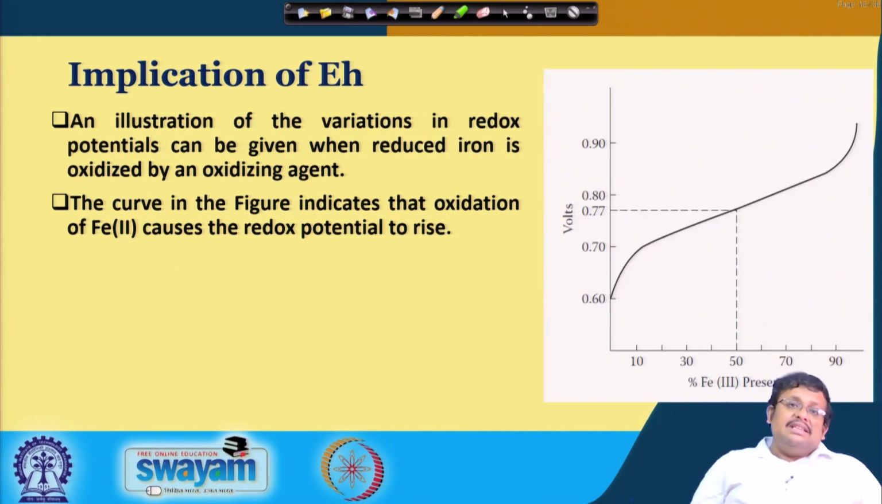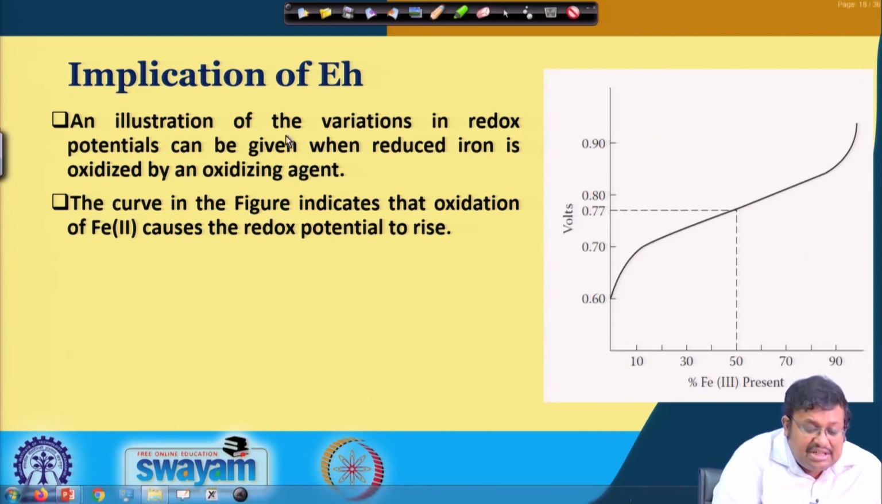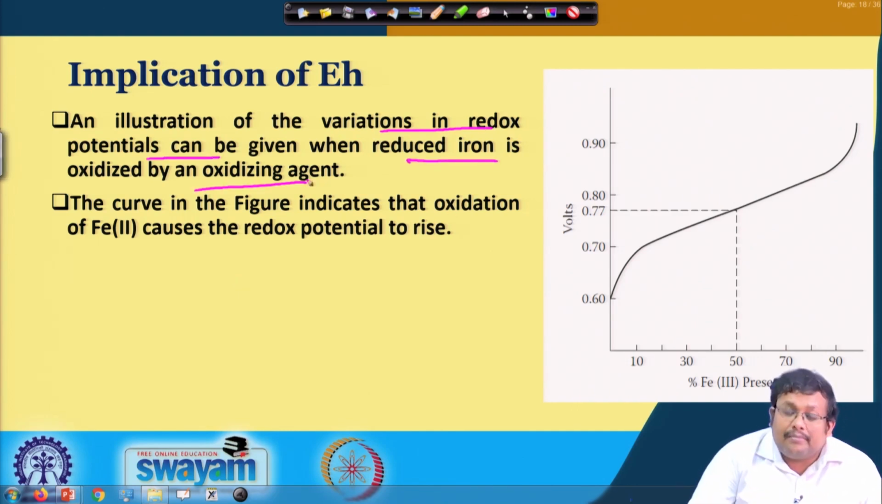Another implication of EH in the soil can be illustrated using this graph. You can see here an illustration of the variation in redox potential when reduced iron is oxidized by an oxidizing agent. Suppose this reduced iron, that is Fe2 plus, is oxidized to Fe3 plus by some oxidizing agent. If we plot the percentage of Fe3 plus present on the x axis and millivolts or EH on the y axis, you will see a curve like this.